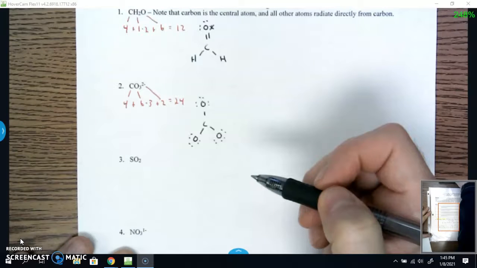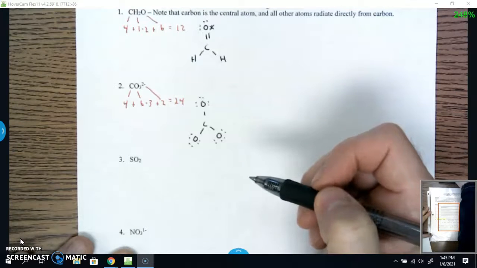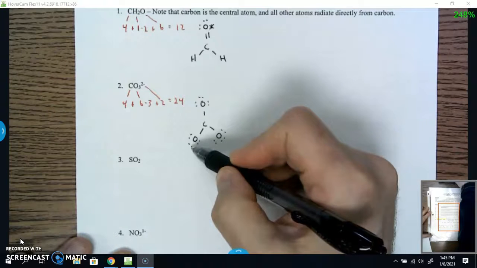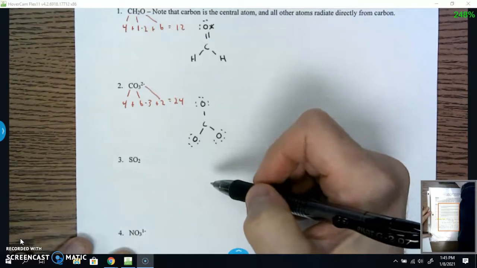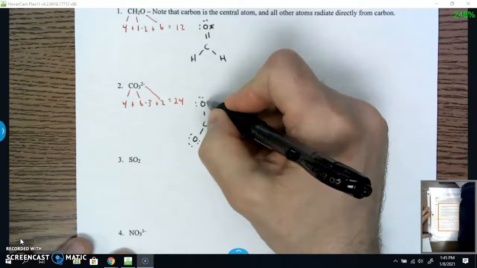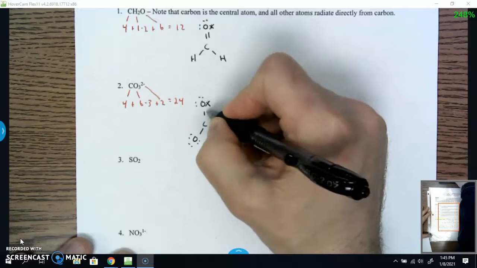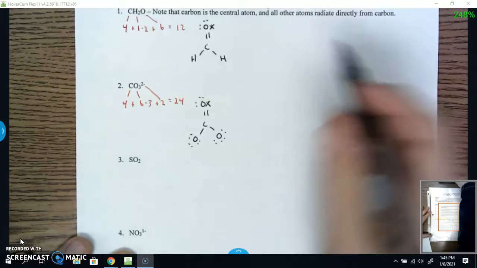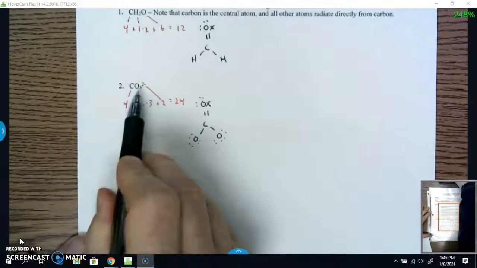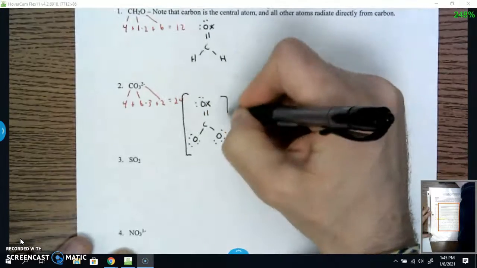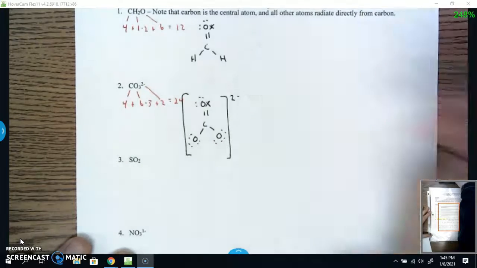Step 5 is about checking to make sure that everything is following the octet rule. You should spot that these patterns right here are identical and they represent 8 electrons around each of the oxygens. Carbon, though, only has 6. So in this case where we've used all of our electrons, but carbon isn't following the octet rule, we need to cross out and share, just like we did above. Remember, the last part of step 5 says that if you have a charged polyatomic ion, you need to draw the structure in brackets and put the charge in the upper right-hand corner.